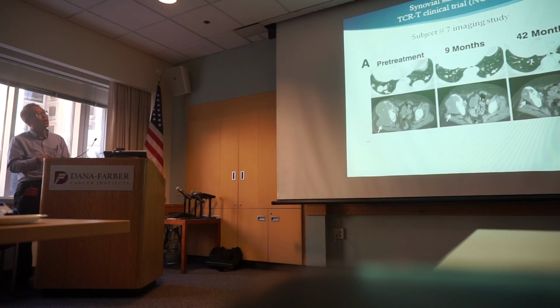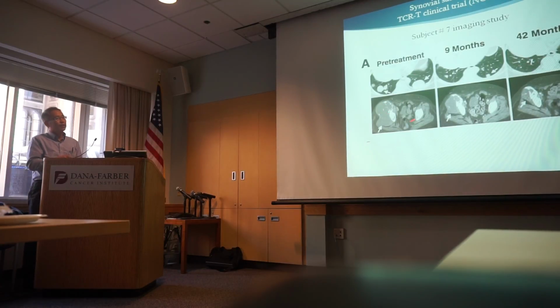You can see patient number 7 after 4 years, because it's a lung. The red lung, you can see before treatment, you can see the big lesion. After 9 months of treatment, you can see the lesion pretty much gone. After 4 years, you can barely see the lesion, right? There's another lesion in the pelvis.